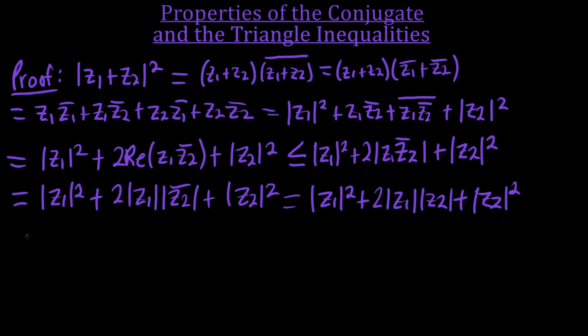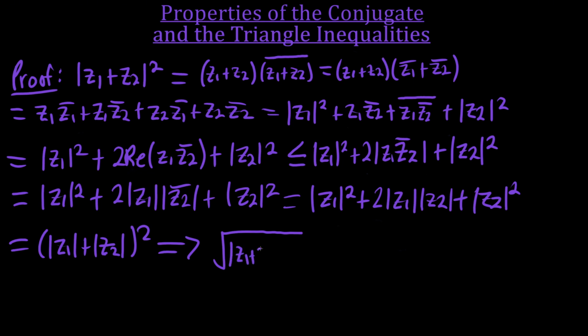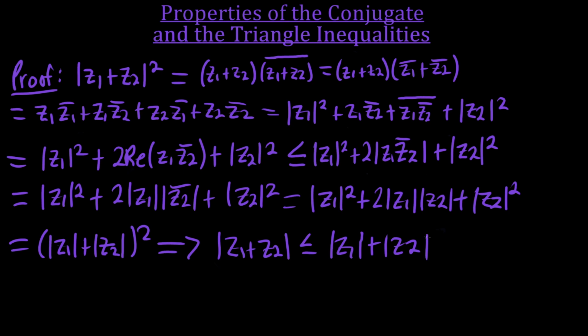Now let's go ahead and factor this out. So if we factor this out, we get the modulus of z1 plus the modulus of z2, squared. And you can go ahead and confirm that foiling this out gives you this expression. Great. Now all we have to do is take the square root of both sides. So this implies that the square root of the modulus of z1 plus z2 squared is less than or equal to the square root of the modulus of z1 plus the modulus of z2 squared. So the square roots cancel out the squares, and we simply get that the modulus of z1 plus z2 is less than or equal to the modulus of z1 plus the modulus of z2, which is precisely the triangle inequality. So we have finished our proof.